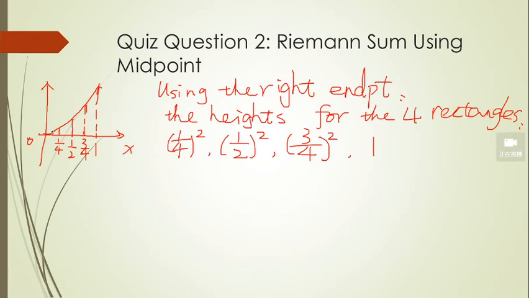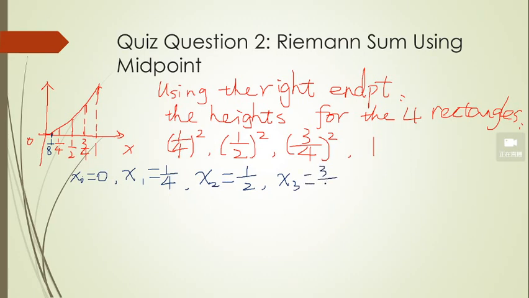So here, okay? What is the middle point for the first subinterval? The points we can mark in this way: x0 equals a, which is 0, x1 is 1/4, and we can use the subintervals notation. x2 is 1/2, x3 is 3/4, x4 equals b, which is 1.